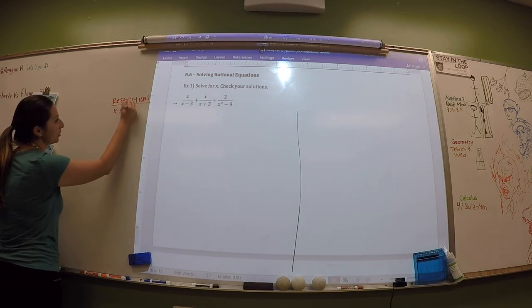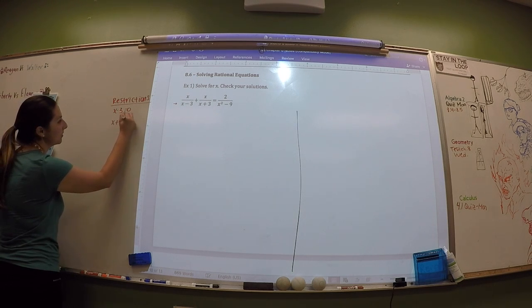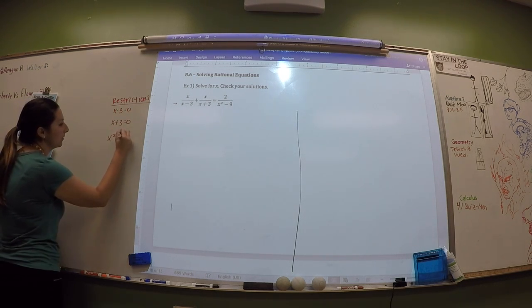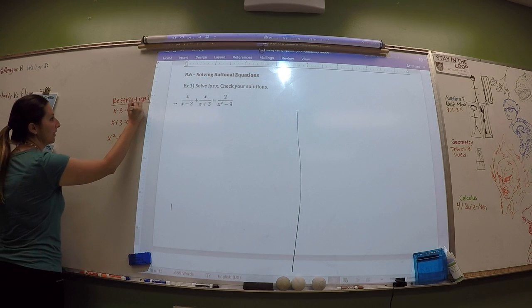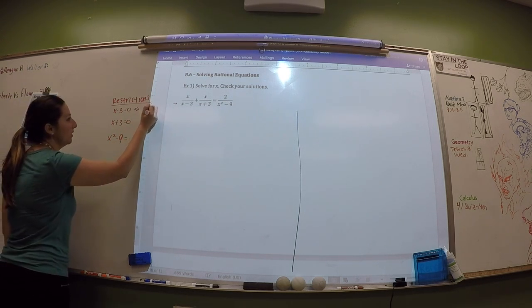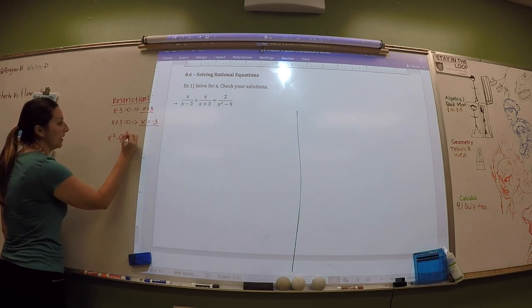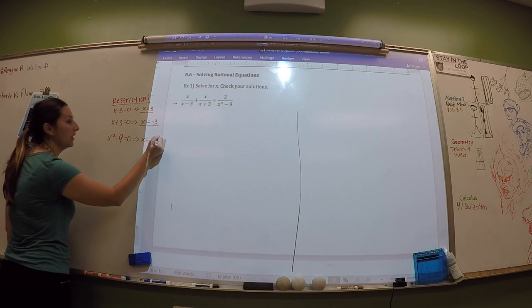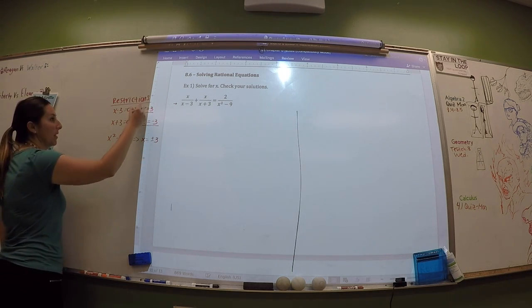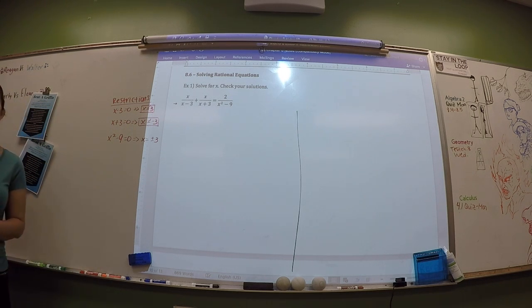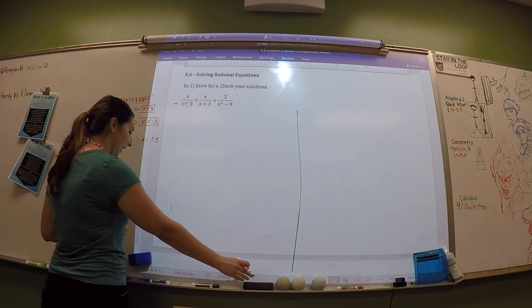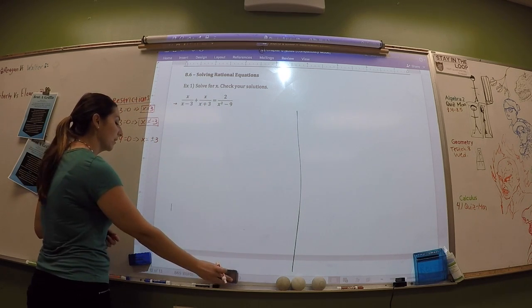You have 3 denominators. If you set this equal to 0, you get x equals 3. If you set this equal to 0, you get x equals negative 3. And if you set this equal to 0, you get x equals positive and negative 3, which are included in those two statements. So, x is not allowed to be 3 or negative 3. If x is 3 or negative 3, that gives us a denominator of 0, which we can't have because we can't divide by 0.